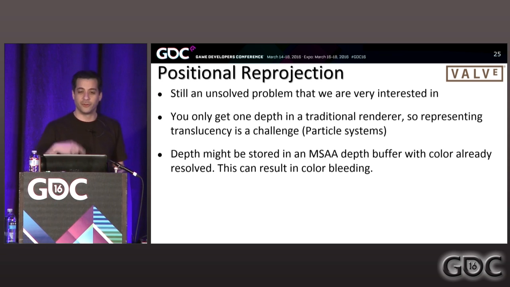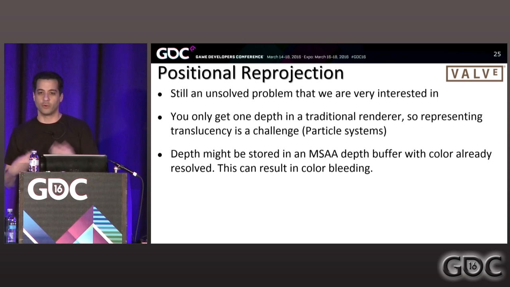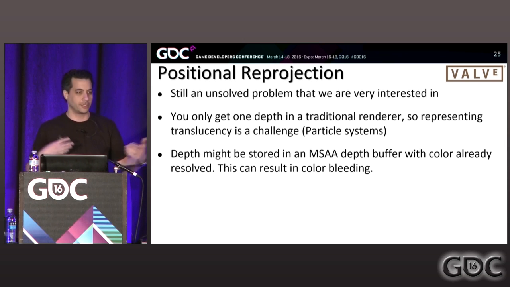Another subtle problem is if you're using MSAA, your depth buffer is going to be stored as multiple samples per pixel, but you may have already resolved the color buffer. So now if you try and reuse that resolved color buffer with those separate MSAA rendered samples, you might get color bleeding. If you have a near surface and far surface of very different colors, they're going to blend together, and when you reproject, you're going to get color bleeding across surfaces that are nowhere near each other in space.